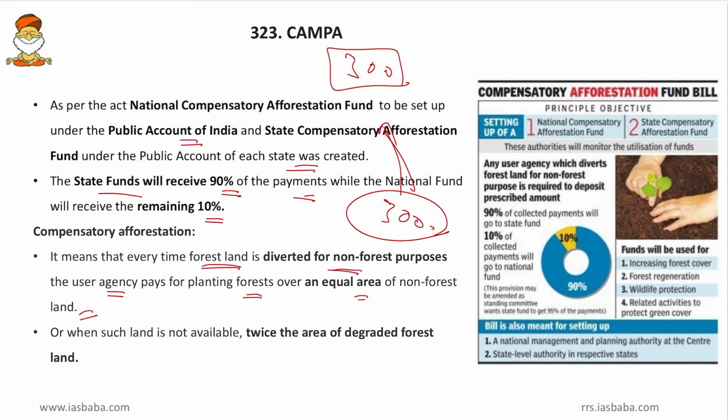But however, when such land is not available, then twice the area of degraded forest land is used. So if I don't get 300 acres of non-forest land, then I will develop 600 acres of degraded land, or I will fund the plantation of trees in these 600 acres of degraded land. So this is how the Compensatory Afforestation Fund works. All those corporates who have diverted land will give the fund and that will go to the CAF, and the CAMPA will monitor these funds and ensure the implementation of afforestation. So this is all about CAMPA.